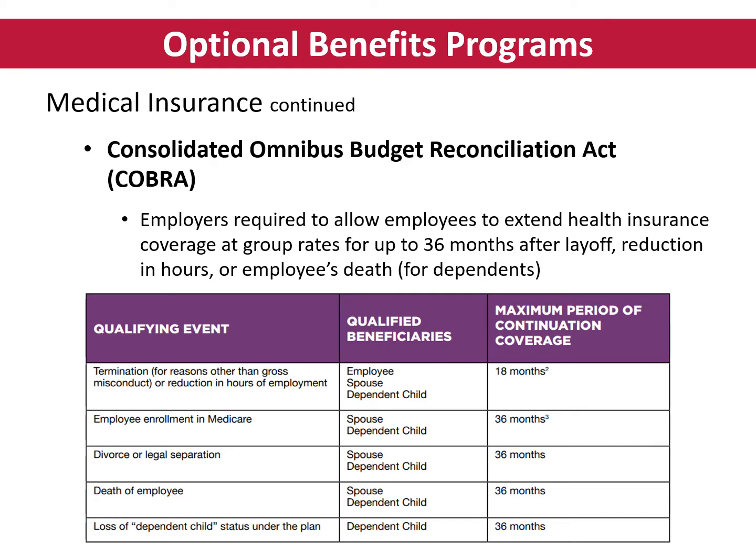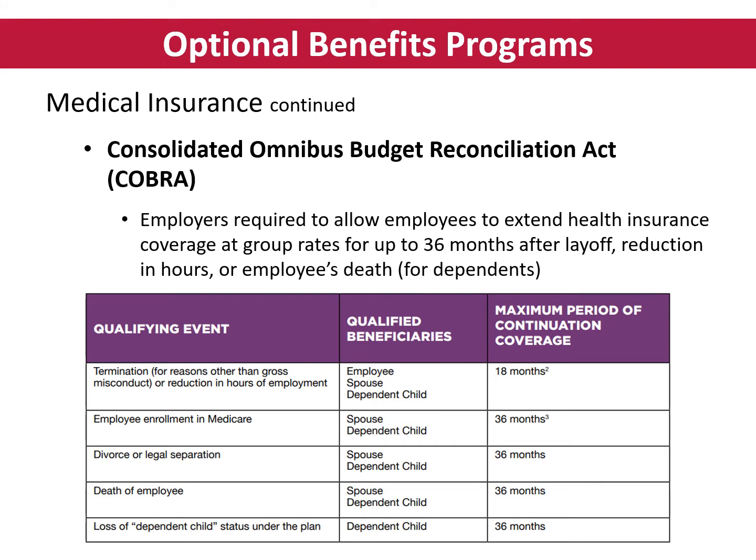Another law that is relevant to healthcare insurance is the law that we commonly refer to as COBRA. What COBRA does is basically require employers to allow their employees to extend their healthcare insurance coverage at the group rates for up to 36 months after separation. Typically it's 18 months, and the employee themselves can only be covered for up to 18 months, but spouses and dependent children can be covered for 36 depending on the situation.